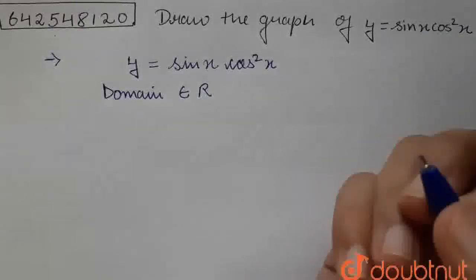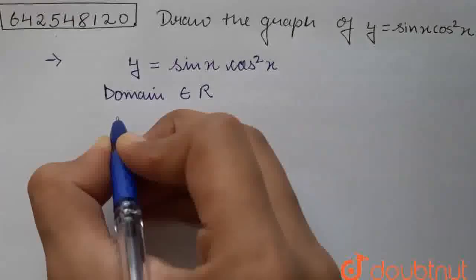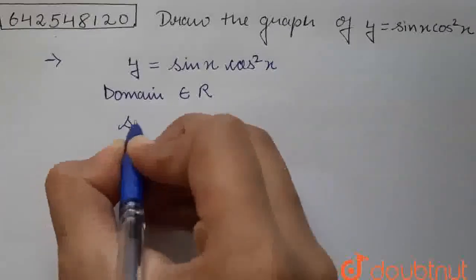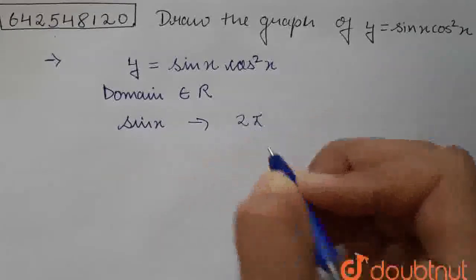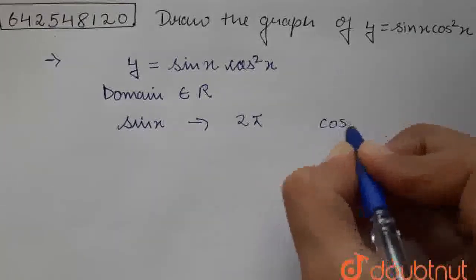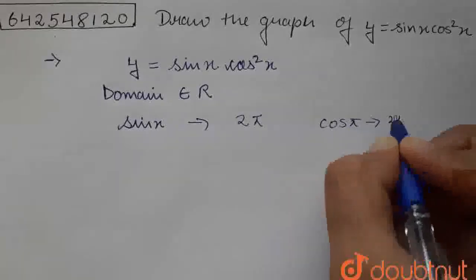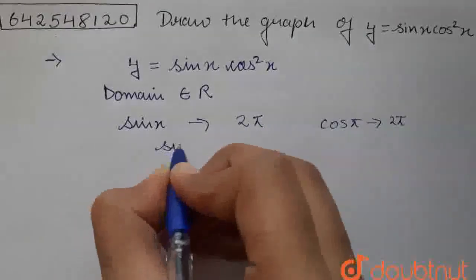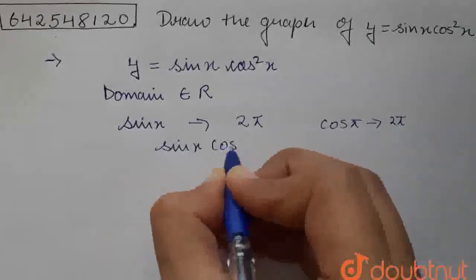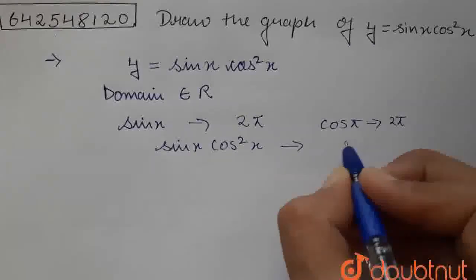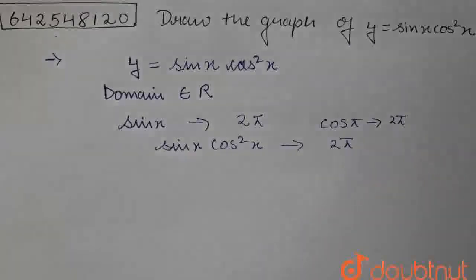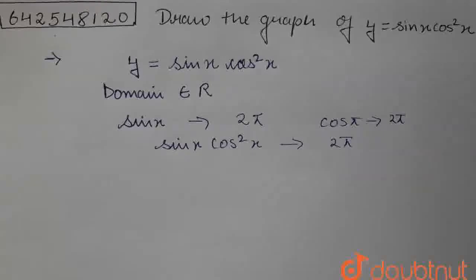Now we will talk about the period. For sine, it will be 2 pi, and for cos also the period will be 2 pi. So for sin x into cos square x, the period will also be 2 pi. Okay, so we will draw the graph between 0 to 2 pi and we will repeat it.